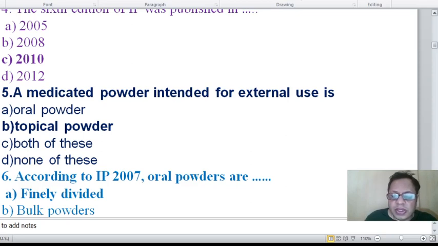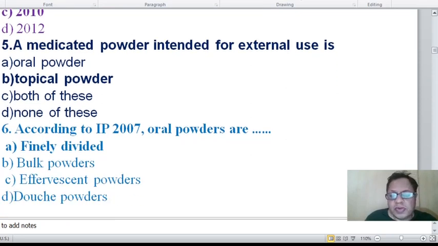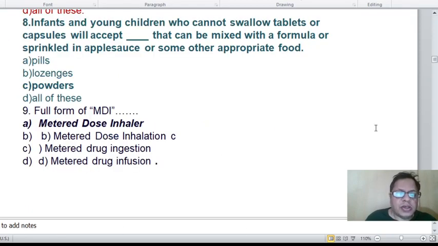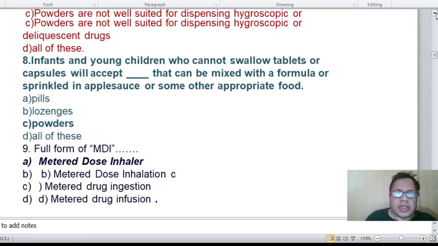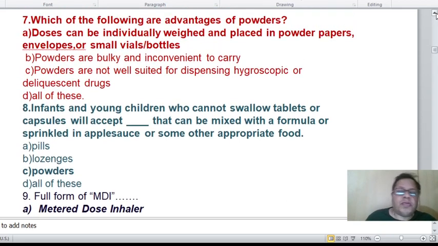In question number 6, it is being asked that according to Indian Pharmacopoeia 2007, oral powders are actually finely divided powder. For question number 6, answer A is the right choice. For question number 7, which actually has a query about the advantage of the powder.